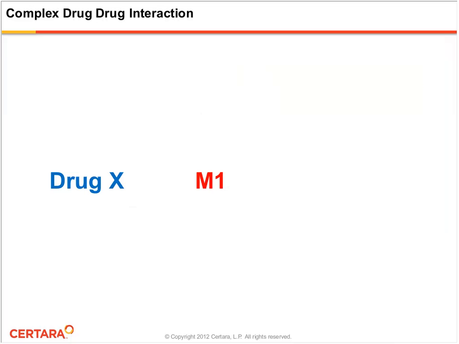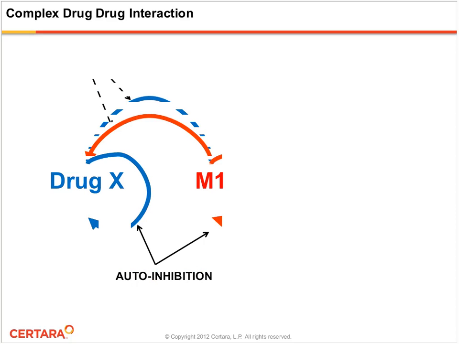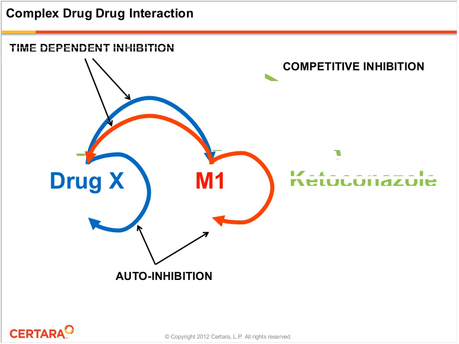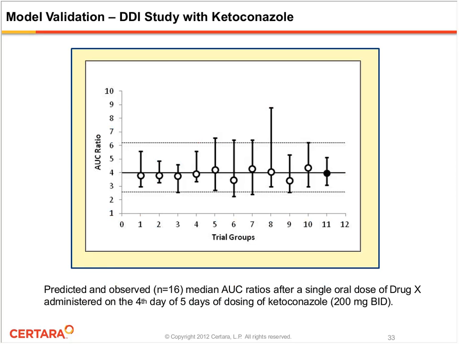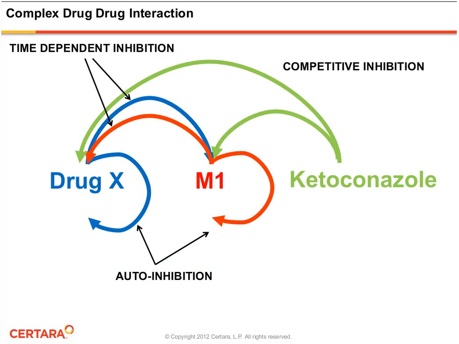Now, what we've done is we've validated the model using single ascending dose and multiple ascending dose data. But then, of course, we've got that DDI study with Ketoconazole. So again, what I had to do was consider the auto-inhibition of drug X and M1, but obviously these are now in the victim drug positions, but also the impact of Ketoconazole on the metabolism of drug X and M1. So again, this is a complex drug-drug interaction where we're having to build all of these different components in there.